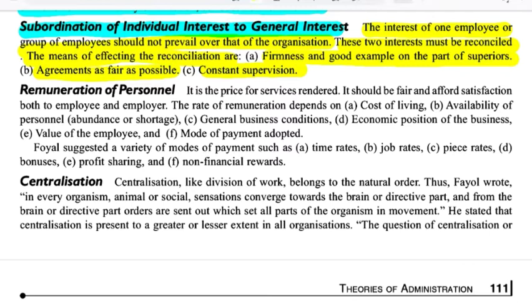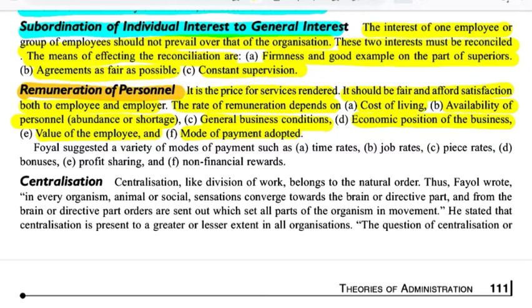Remuneration of personnel. What is remuneration for personnel? It is the price for service rendered. It should be fair and afford satisfaction to both the employee and the employer. The rate of remuneration depends on cost of living, ability of personnel, abundance or shortage, general business condition, economic position of the business, value of the employee, and mode of payment adopted.